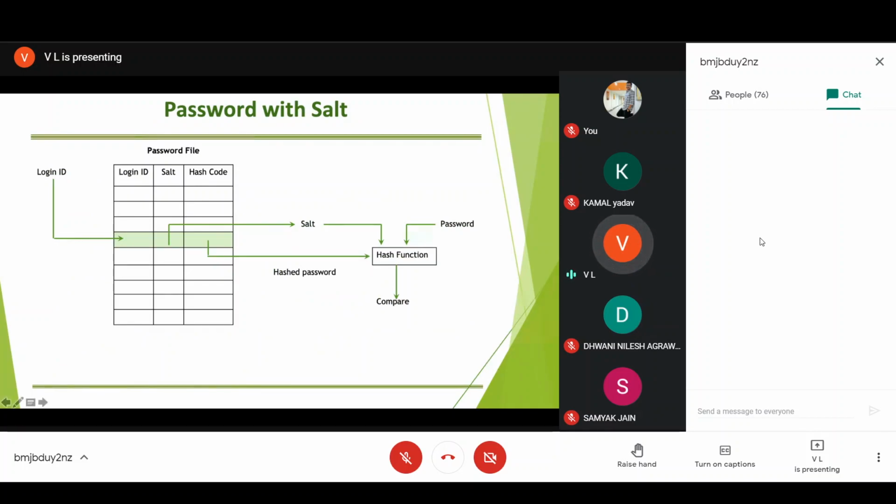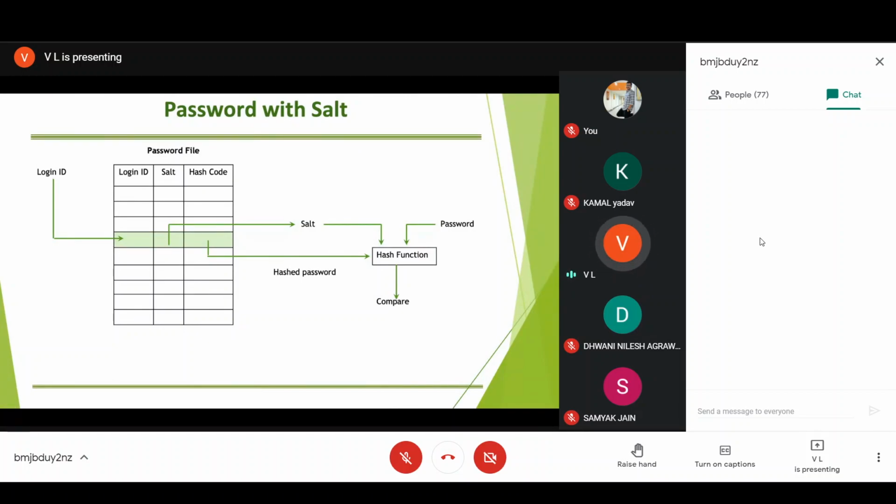So basically the password file will consist of the login ID of the user, a salt, and the hash code. When the user gives a password, the salt and password are used as an input to the hash function, and this value is stored as a hash code. So initially, when the user gives the password for the first time, salt is generated, and the password and salt are fed as an input to the hash function. The output is obtained, and this output is stored as a hash code.